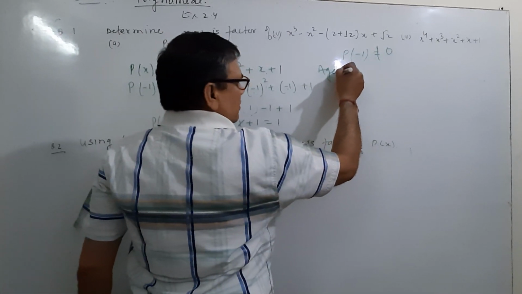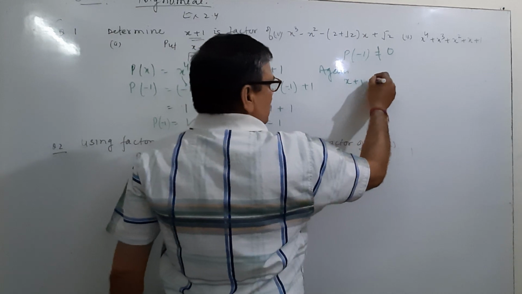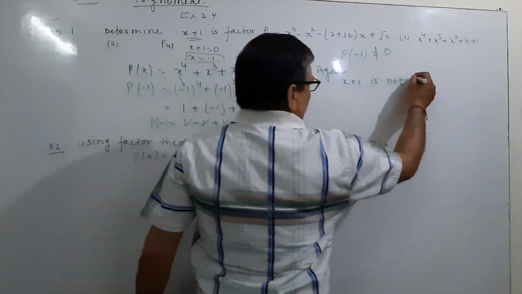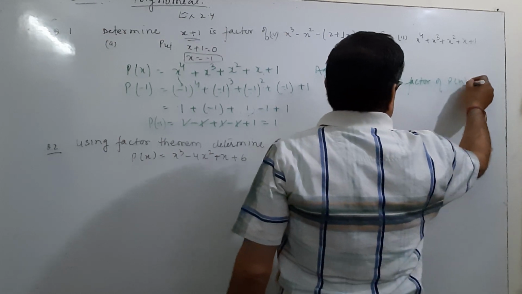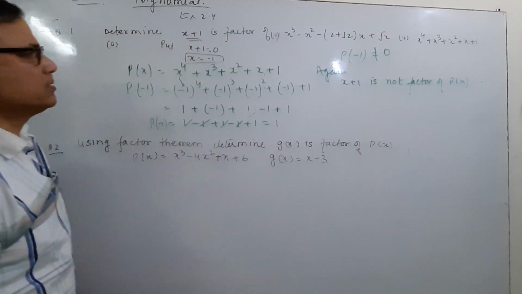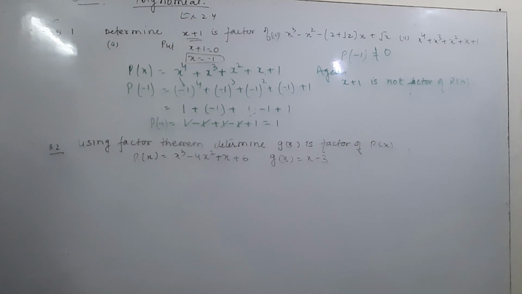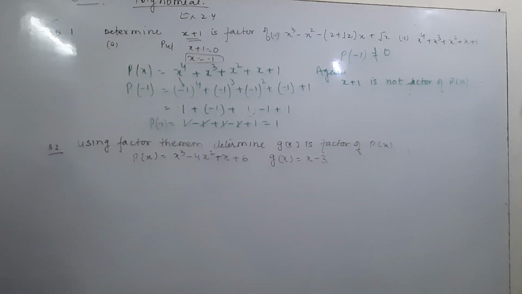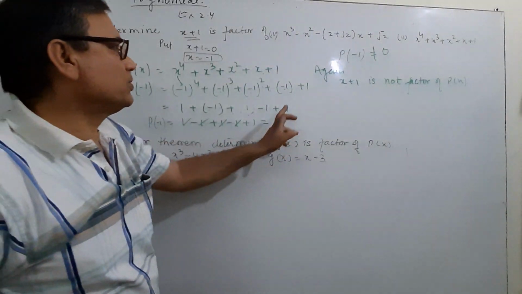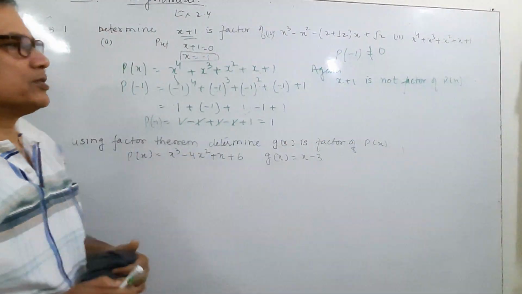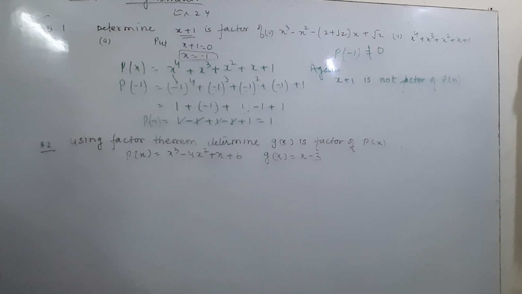Again, x plus 1 is not a factor of p(x). This is your second part. If the remainder will be 0, then x plus 1 is a factor. If the remainder is not equal to 0, then x plus 1 is not a factor of this. And now move to the second question.